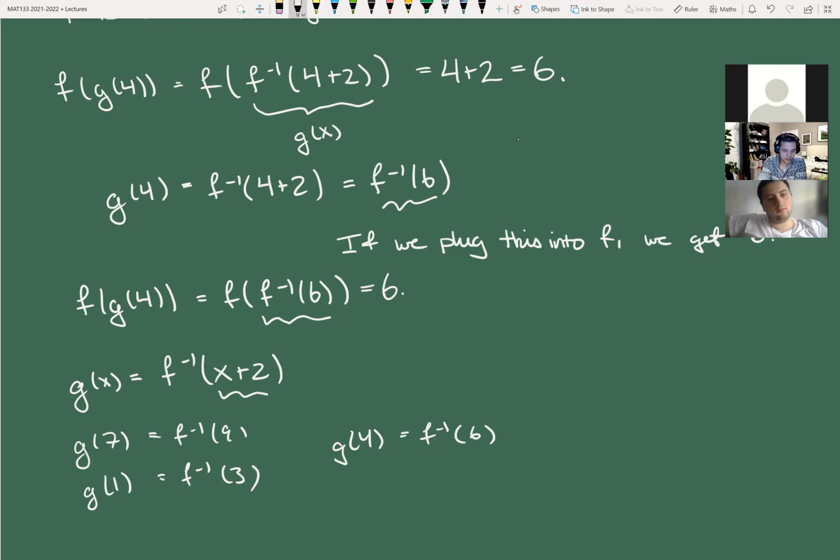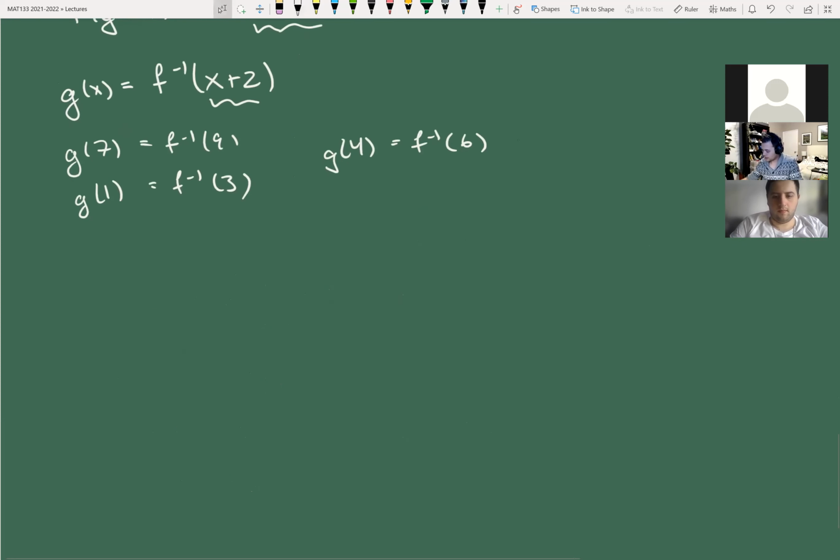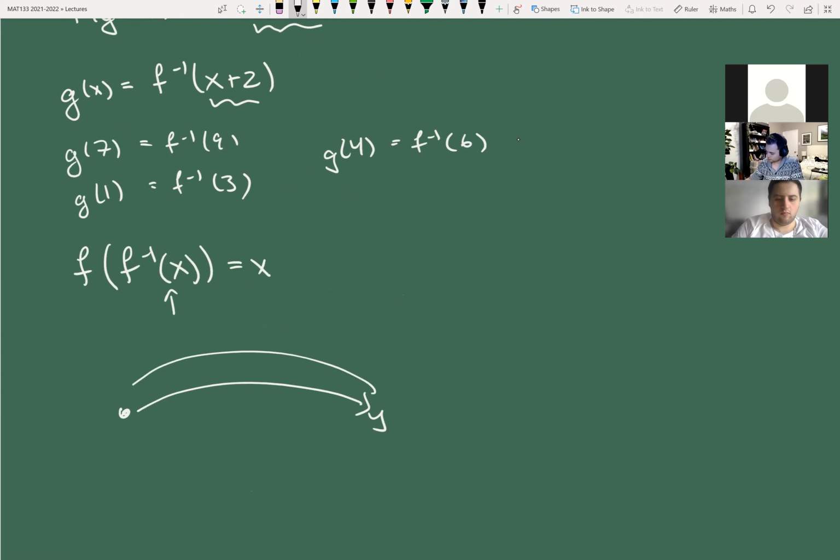Okay, any other questions about that? So an f is multiplied by f inverse. So not multiplied, we have to be careful about that, right? When they're composed, right? So f composed with f inverse of x is always just equal to whatever the input is, because I'm saying x goes to y, goes back to x.